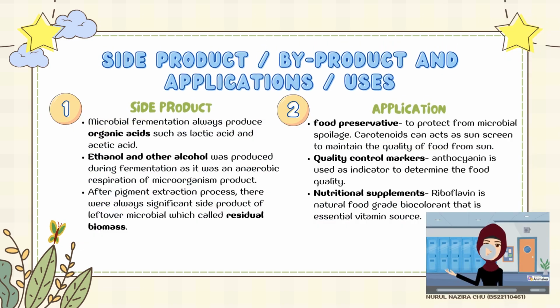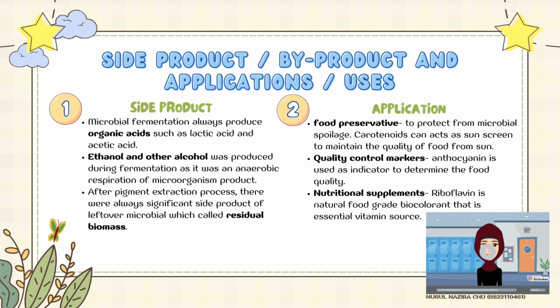One of the side products of biocolorant microbial fermentation is organic acids such as lactic acid and acetic acid. Next, ethanol and other alcohols are produced during fermentation as products of the anaerobic respiration of microorganisms. Then, after the pigment extraction process, there will always be a significant side product of leftover microbes, which is called residual biomass.